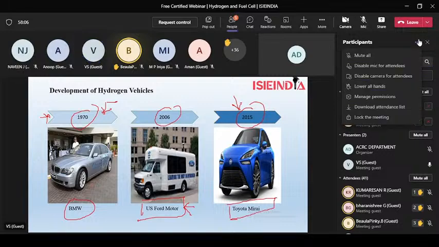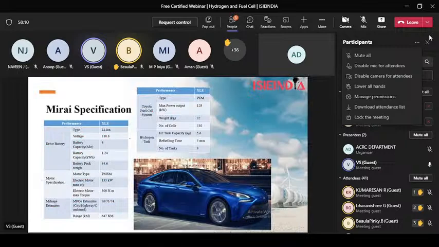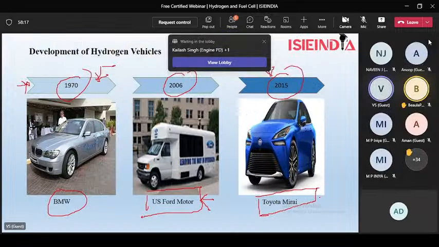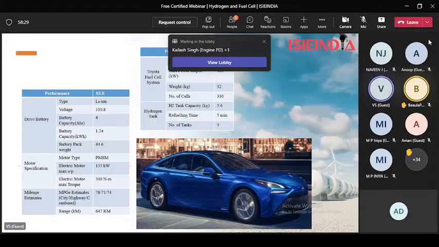So coming to the next slide, which is the Toyota Mirai specification. I will be explaining the specification, like which fuel cell is being used, what is the motor capacity, what is the battery capacity used here, and many more things. So here is the Mirai specification.